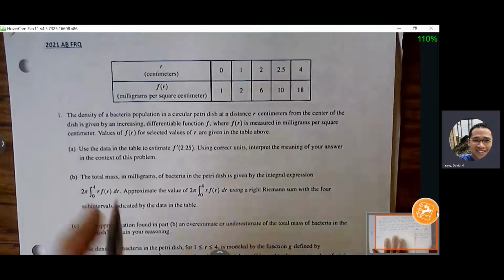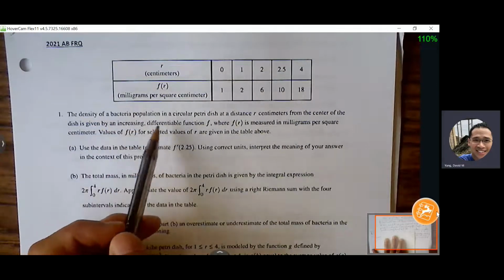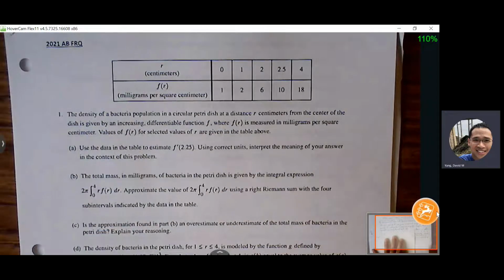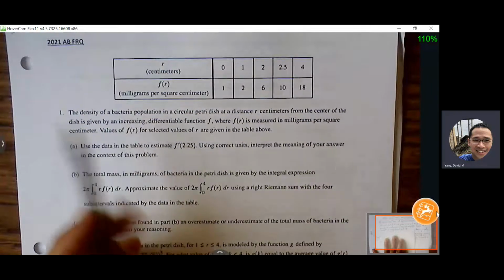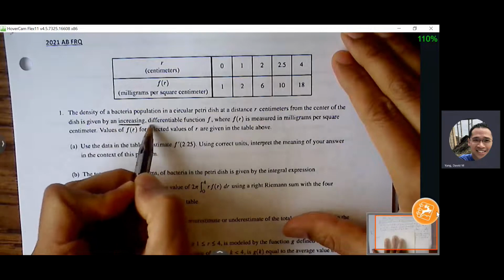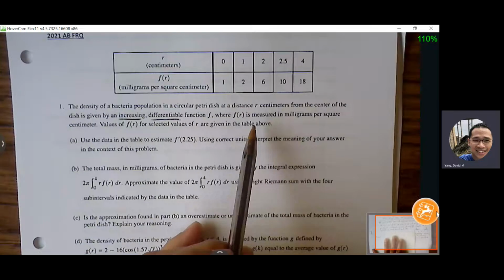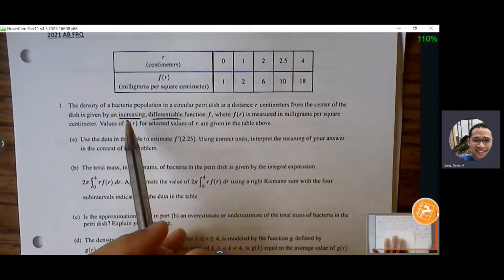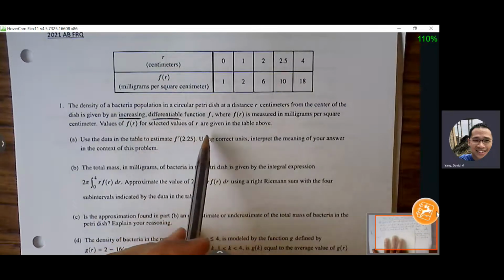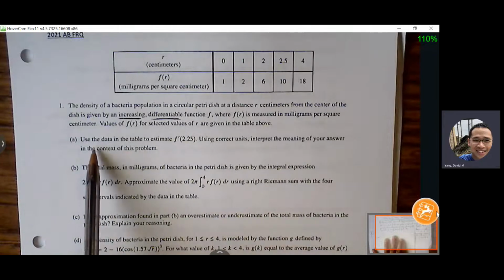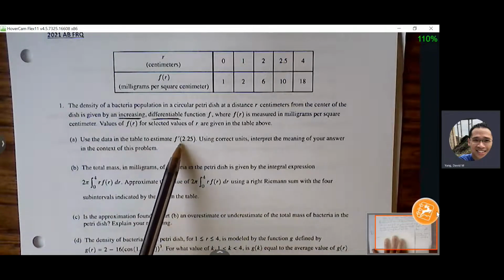Okay, so number 1: the density of a bacteria population in a circular petri dish at a distance r centimeters from the center of the dish is given by an increasing differentiable function. So that's helpful. It's a smooth curve. The graph is always rising. F of r is measured in milligrams per square centimeter. Values of F of r for selected values of r are given in the table. Okay. So part A, use the data to estimate f prime of 2.25.